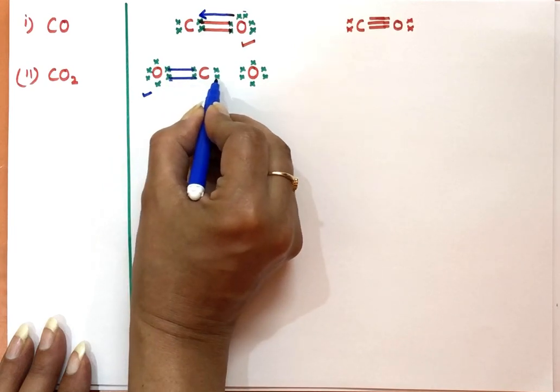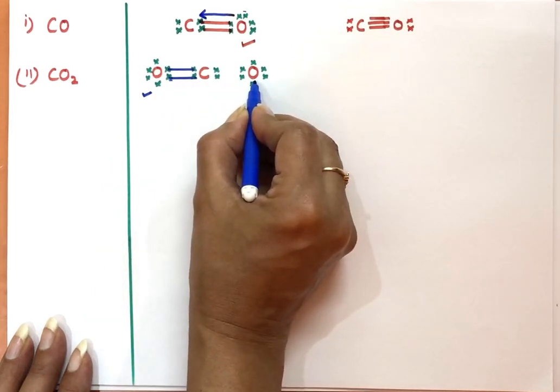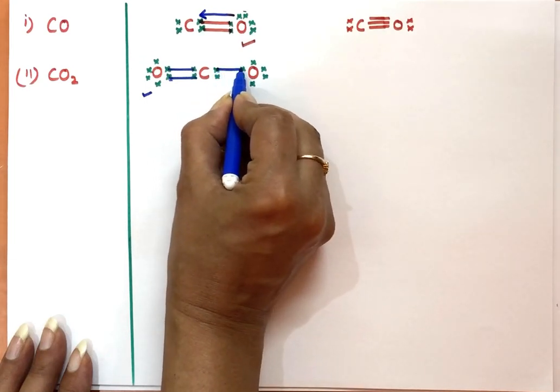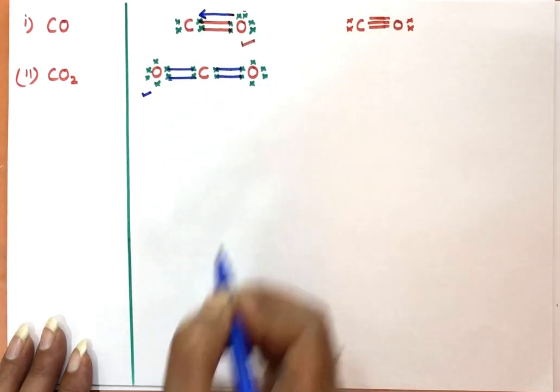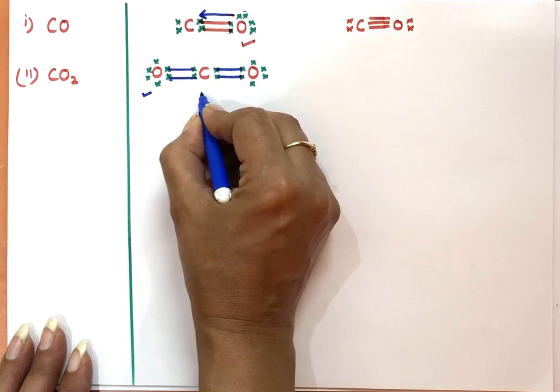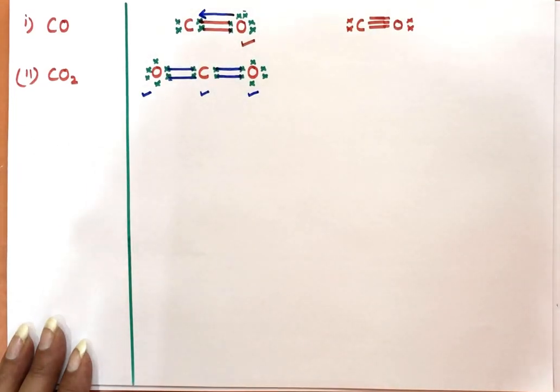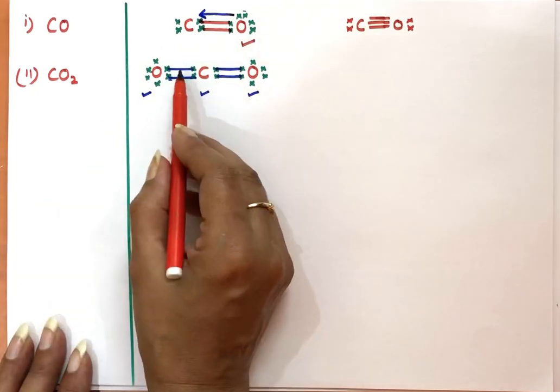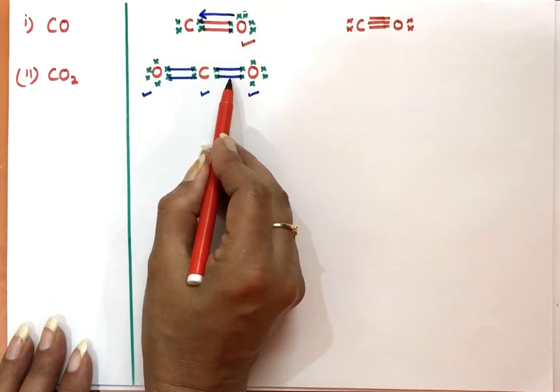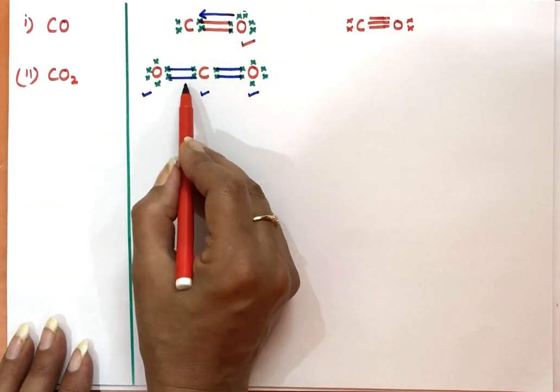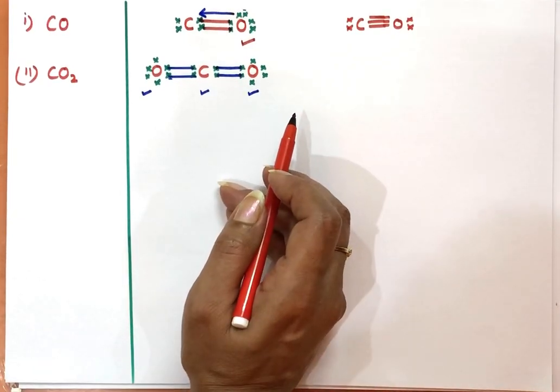Now this has 6 electrons. But this needs 2 more electrons, and oxygen also requires 2 more electrons. So carbon is sharing the 2 electrons with this oxygen atom. In this way, carbon will also have 8 electrons, and this oxygen will also have how many electrons? 8 electrons. So we have a double covalent bond here, not a coordinate bond. So both sides there are double covalent bonds.